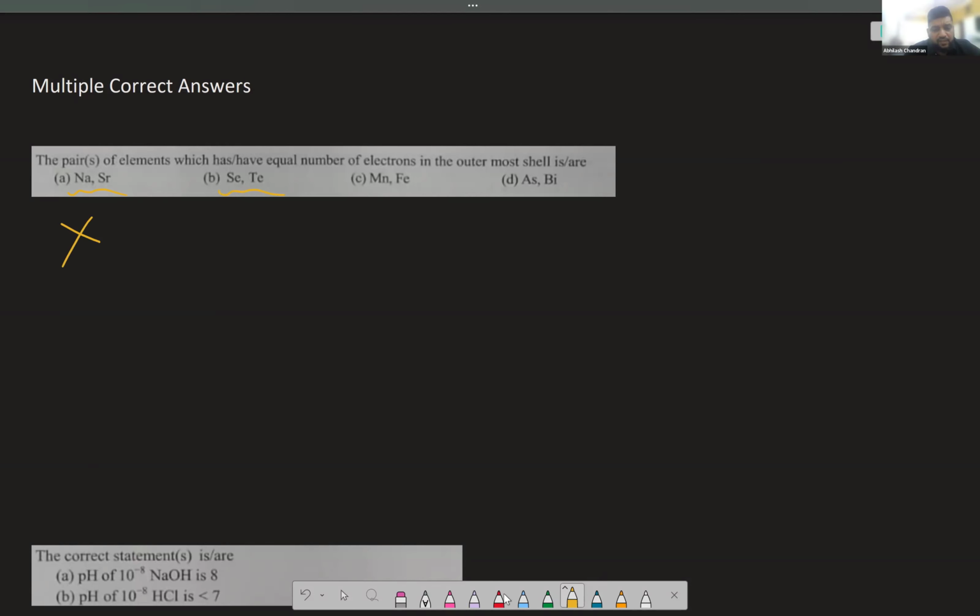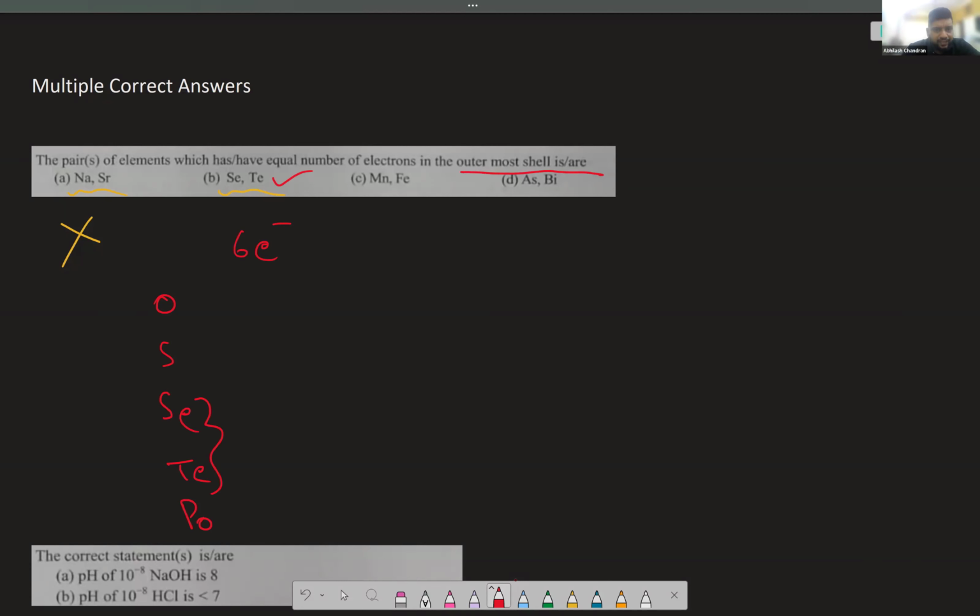Selenium, tellurium, of course, works. This is your oxygen family, so they all have that s2p4 kind of configuration. They will have six electrons, right? So oxygen, sulfur, selenium, tellurium, polonium, right? So selenium and tellurium are obviously going to have the same number of valence electrons. So this is obviously a correct answer. Equal number of electrons in the outermost shell.